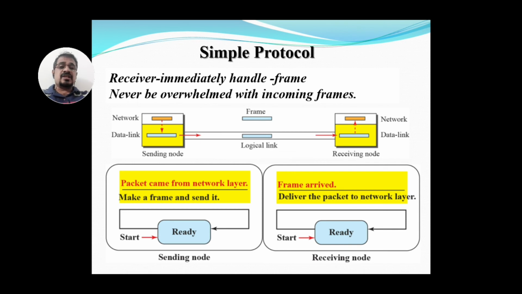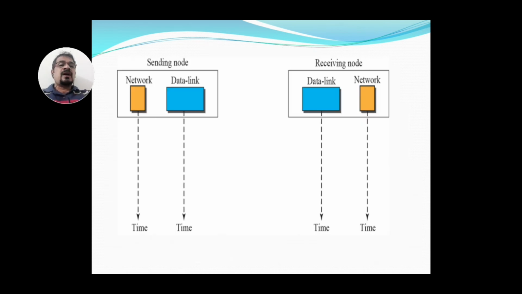After that, only the sending node must send the data. So now let us move on to how it works in reality. From the network layer, the packet comes to the data link layer, and then the data link layer does the process, makes the framing, and then sends a frame to the receiving node.